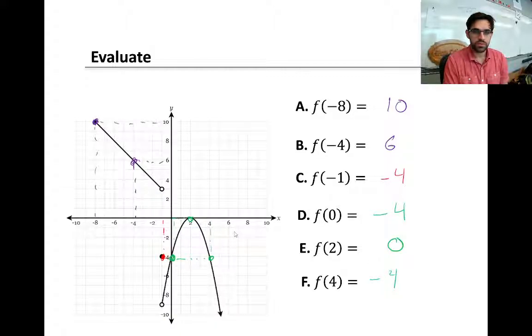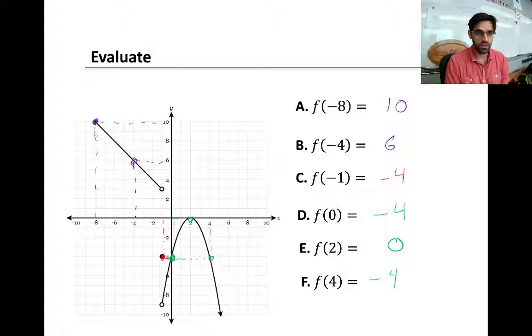Some more examples. So here's a graph of a piecewise function. I can tell I've got 3 pieces to this piecewise function. I've got a linear piece, I've got a point where if the input's -1, the output's -4. And then when I have x values that are -1 or greater than -1, it's going to be this parabola shape right here.